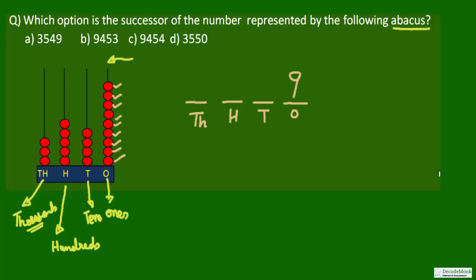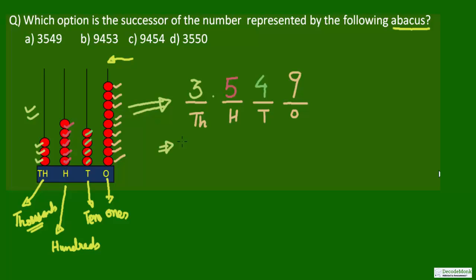Now for the tens place we have got how many beads? 1, 2, 3 and 4. So we have got 4 at the tens place. Similarly for the hundreds place we have got 1, 2, 3, 4 and 5 beads. So the hundreds place has got 5. Lastly we have 3 beads at the thousands place, so we can write 3 at the thousands place. So the number represented by the given abacus is 3 thousands, 5 hundreds, 4 tens and 9 ones.